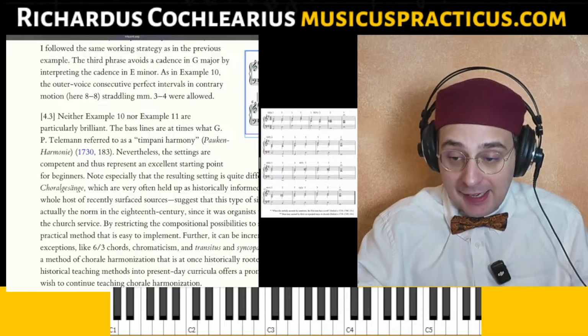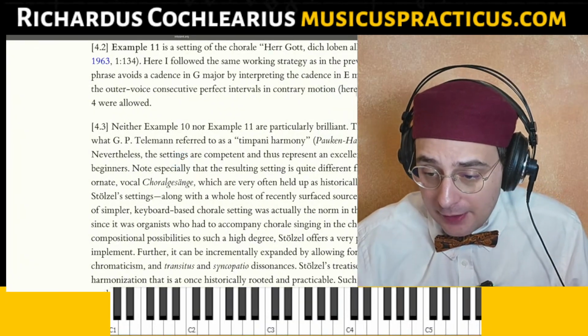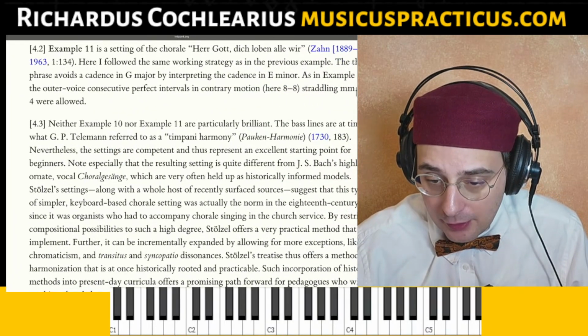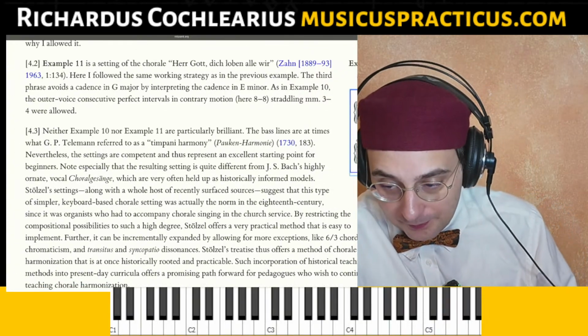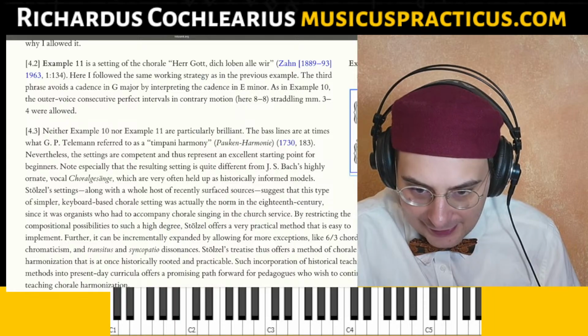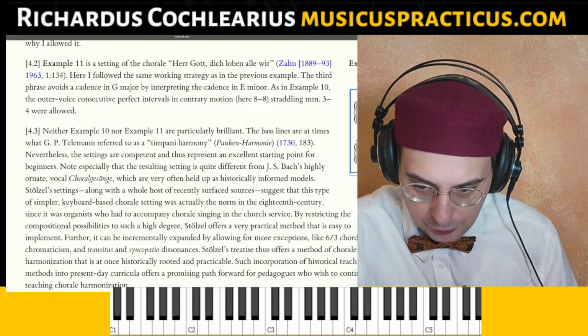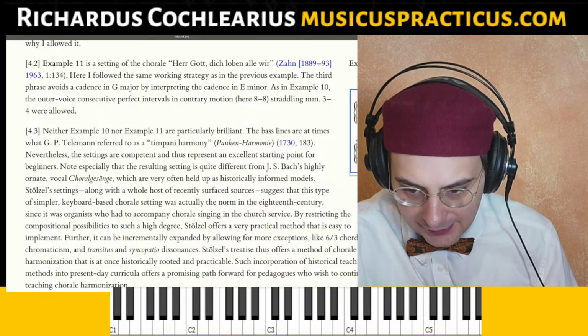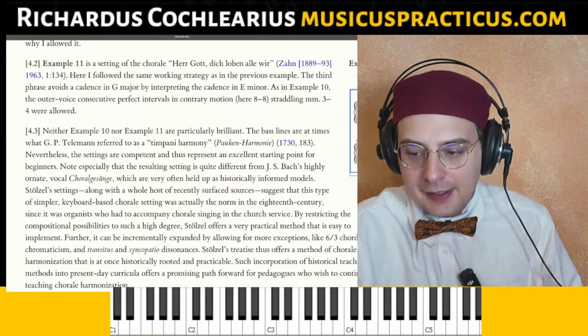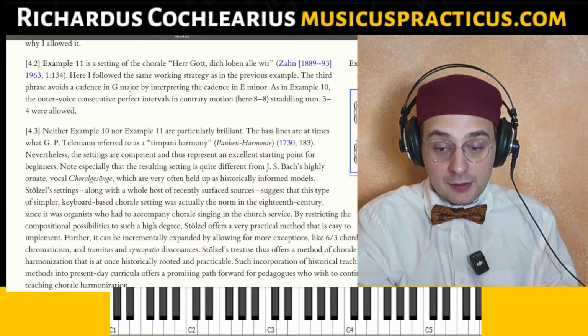Right, now, neither example 10 or 11 are particularly brilliant. The bass lines are at times what Telemann refers to as timpani harmony. Nevertheless, the settings are competent and thus represent an excellent starting point for beginners.